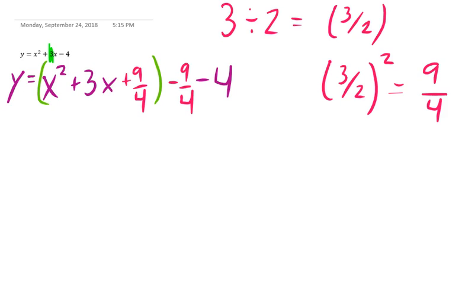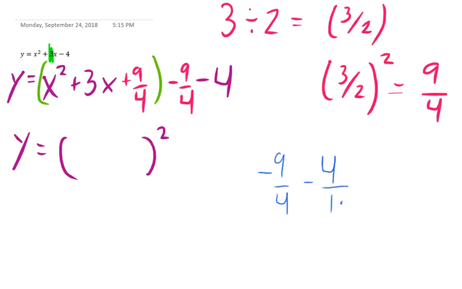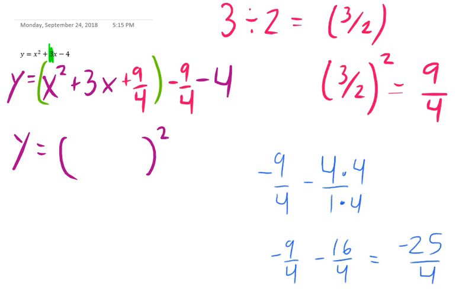Now, it's the same process, I just have to deal with fractions. I'm going to have something squared, and on the outside, I'm going to have whatever I get if I do negative 9 fourths minus 4. Well, I want a common denominator of 4, so maybe I'll do times 4 here and times 4 here. Negative 9 fourths minus 16 fourths, negative 25 fourths. So it looks like negative 9 fourths and negative 4 make negative 25 fourths.